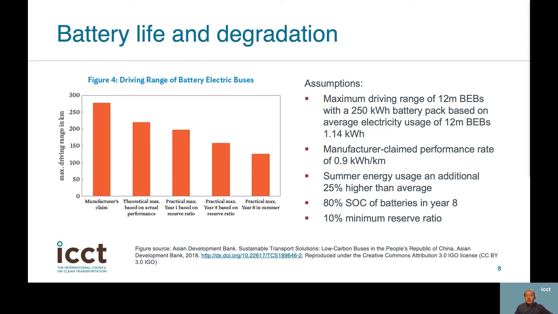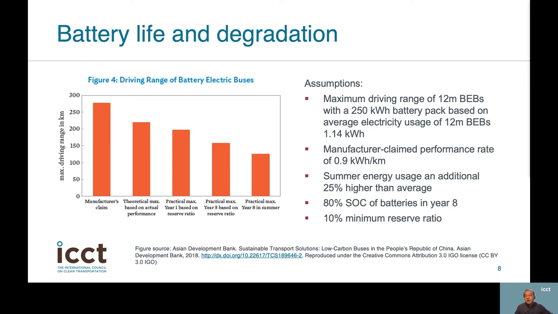Also, many buses are equipped with a low precision state of charge indicator for drivers, making it risky to continue operations with low SOC levels. Third, the SOC of the battery drops over time because of battery degradation. As of 2018, manufacturers typically guarantee a SOC of 80% in year 8, which means that in year 8, the batteries will be able to retain 80% of the original energy amount even if fully loaded.